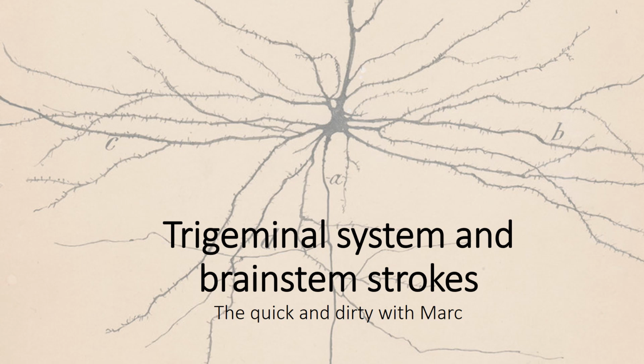Okay, let's talk about the trigeminal system and brainstem strokes. It's going to be quick and dirty. It can be very confusing for some people, so I'm going to make it as simple as possible. The first place I start is I think about the spinal cord.